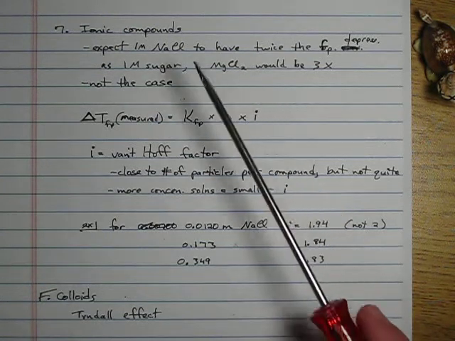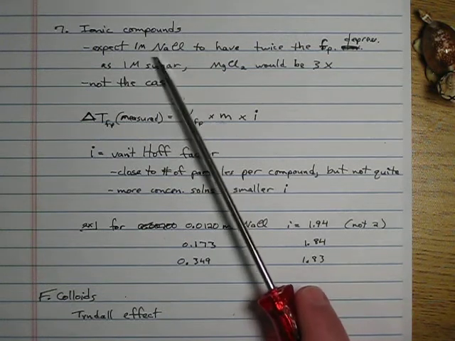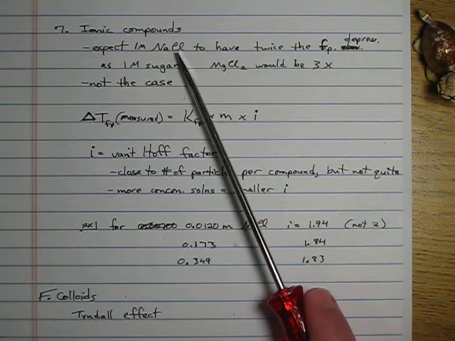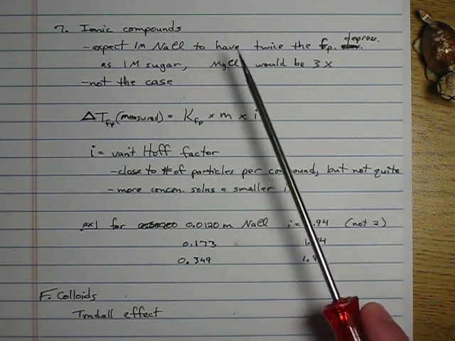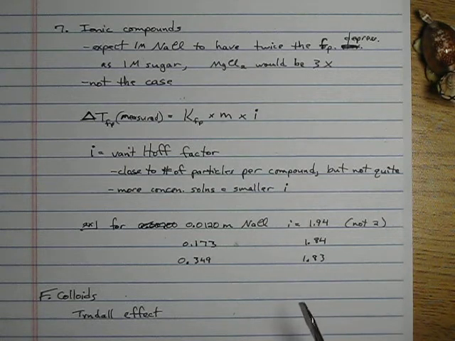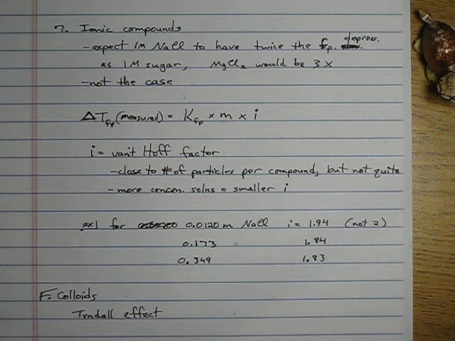So if we looked at the freezing point depression for 1 molar sugar, we expect the freezing point depression of 1 molar sodium chloride to be twice that, because it has twice the number of particles. We'd expect the freezing point depression of magnesium chloride to be 3 times that of sugar, but that is not the case. It's close, but not quite. We need to put another factor into our equations when we are dealing with ionic compounds.